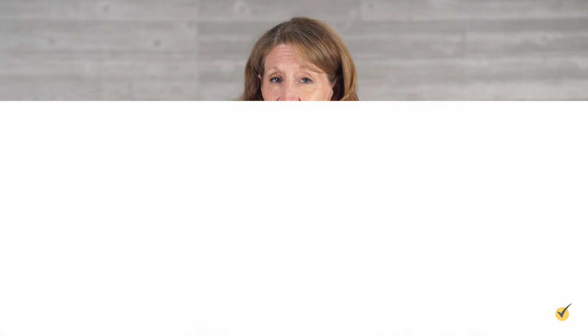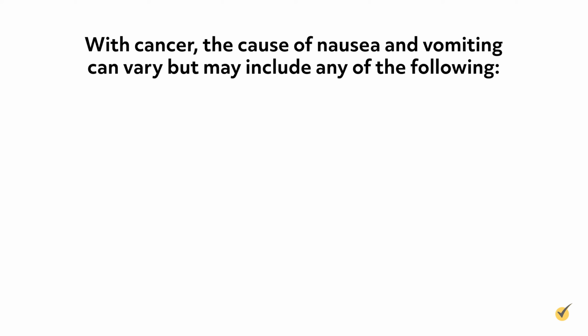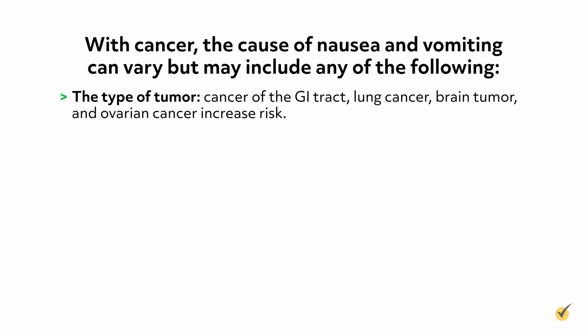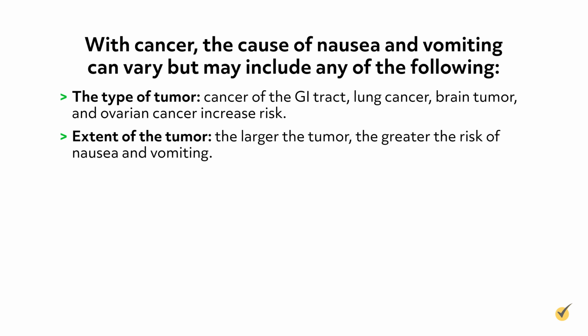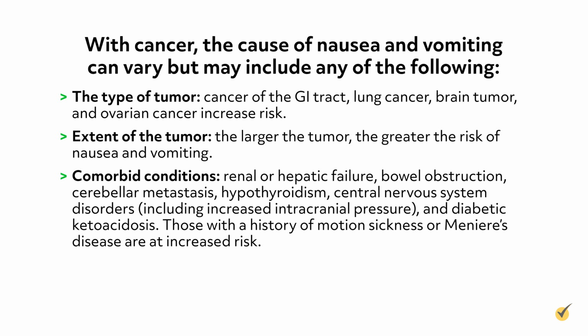With cancer, the cause of nausea and vomiting can vary but may include any of the following. The type of tumor. Cancer of the GI tract, lung cancer, brain tumor, and ovarian cancer increase risk. Extent of the tumor. The larger the tumor, the greater the risk of nausea and vomiting. Comorbid conditions such as renal or hepatic failure, bowel obstruction, cerebellar metastasis, hypothyroidism, central nervous system disorders, including increased intracranial pressure, and diabetic ketoacidosis. Those with a history of motion sickness or Meniere's disease are at increased risk.